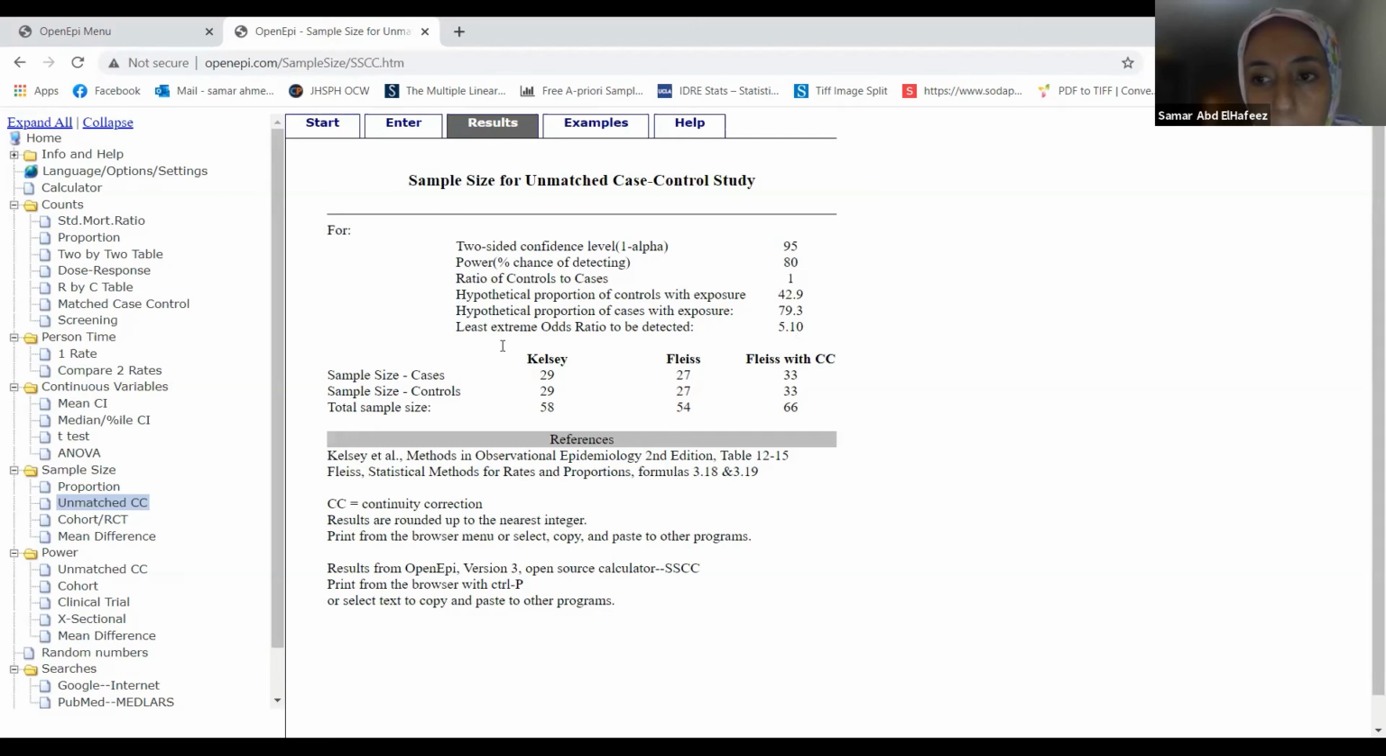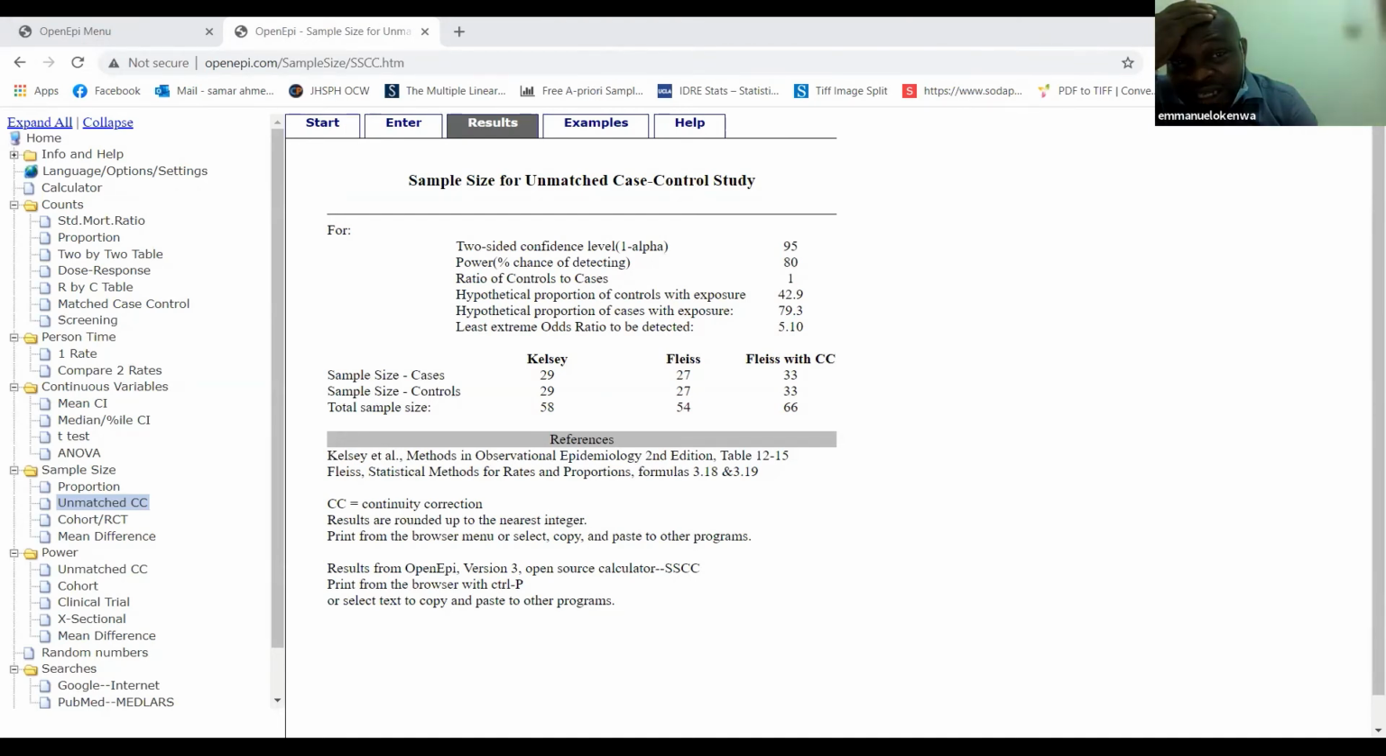Is it clear? Sorry, can you talk about Kelsey Fleiss with case control? No, please, it's not our issue here now. Okay. I really need to know why you are using Fleiss with case control. Okay. Just a question, Prof.